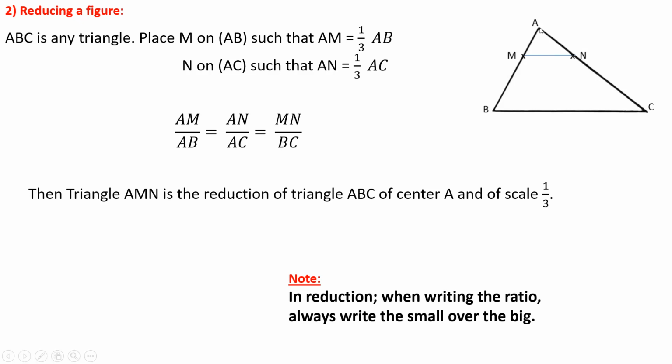If you look at AMN, it is smaller than ABC. So here I have AM over AB is equal to AN over AC is equal to MN over BC. I calculate the ratios. Then I say triangle AMN is the reduction of triangle ABC of center A. Always I should specify the center of reduction. It is the vertex opposite to the parallel lines, and of scale factor, I have made them smaller by 1 over 3. Always in reduction, we write the smaller measure over the bigger measure. In enlargement, I write the bigger over the smaller.